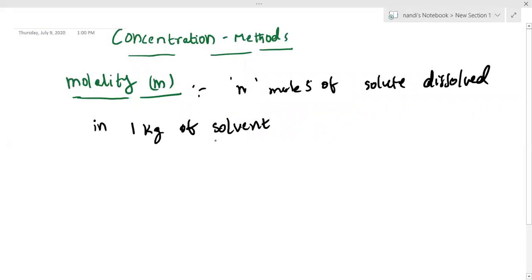Please try to note down solvent. For the remaining concentration methods, like molarity, we use solution. But the term solvent, we use mostly for molality. The remaining concentration methods I already discussed in my previous videos: molarity, W by W percent, strength of solution, all those things. If you want, you can look at those. Solvent.